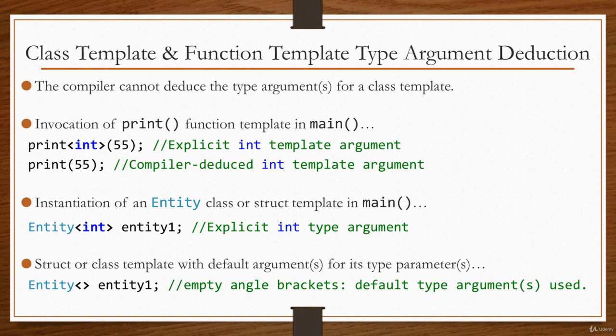And in the next statement we simply do print 55 between parentheses, and the compiler is going to use an int template argument from the actual argument, because the actual argument is an integer in this case.